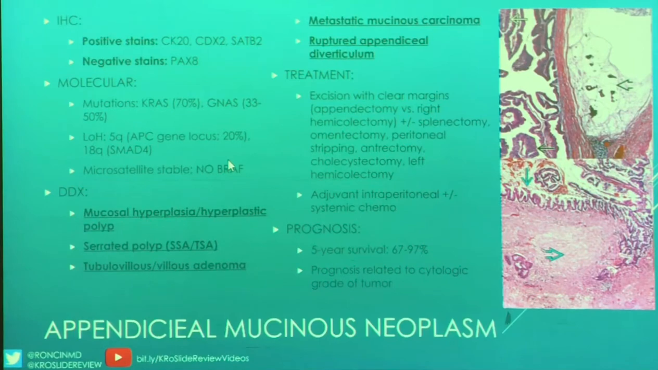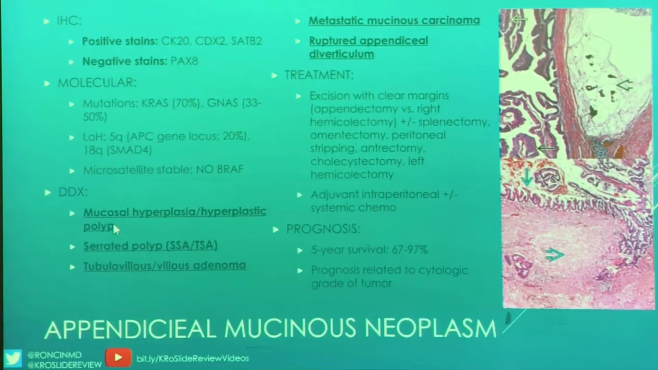So I don't know for anyone else out there that maybe has a difficult time remembering all these translocations and all the different genes, but BRAF is a pretty good go-to for most things, but it's not in this. So that's one of the things to take care of and take it off your list. Don't think of BRAF with these appendiceal mucinous neoplasms.